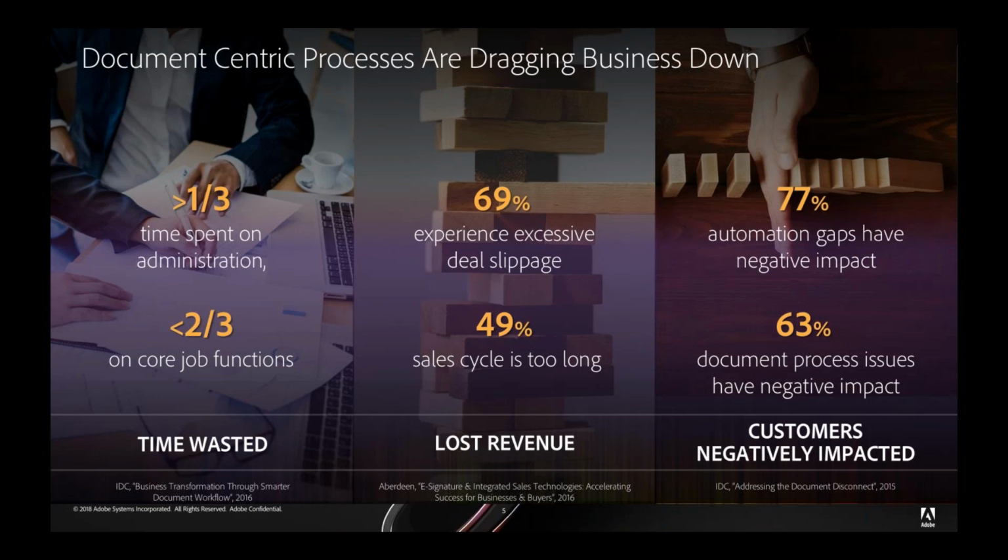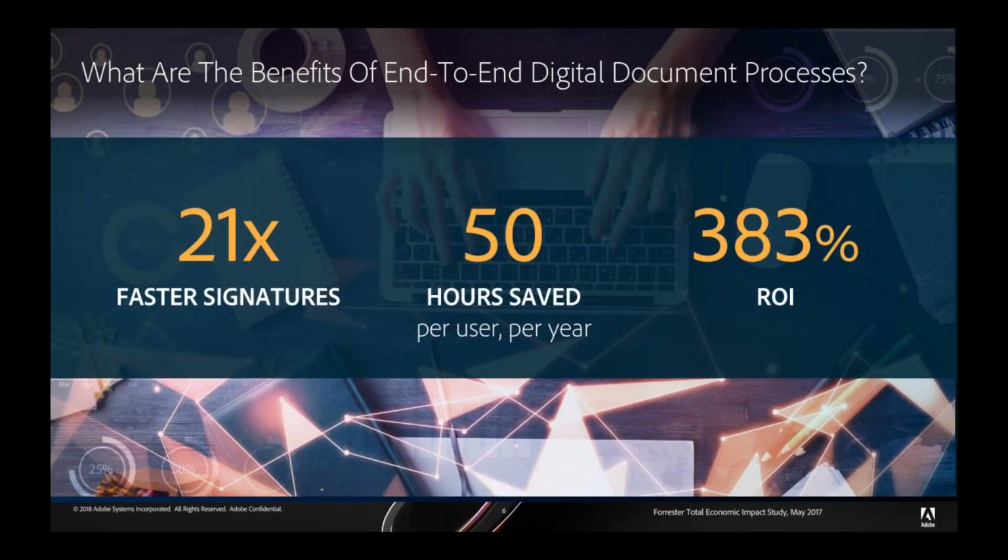So again, citing a study, CSO Insights reports that 77% of customers say that automation gaps are impacting their customer experience, and 63% say that document process issues are negatively impacting their customer satisfaction, and that you're just having to spend time in ways that are tedious. And what happens in those cases is that customers then start looking for another solution. And so if this is the way that you are doing business, then there definitely is risk to your business.